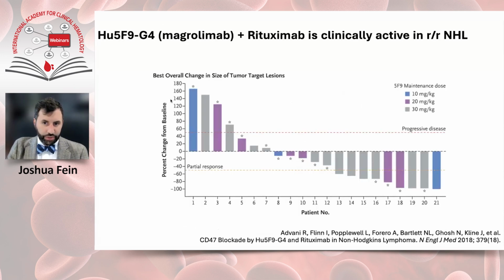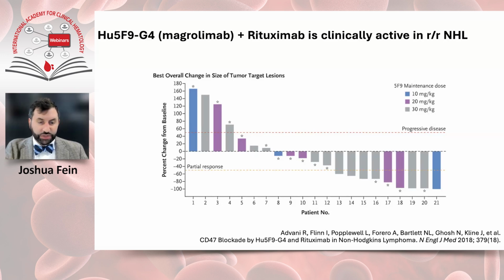So the next trial was a study in large B-cell lymphoma, or rather in non-Hodgkin's lymphoma, many of whom were large B-cell lymphoma patients. This was in combination with rituximab, which was felt to amplify the effect. You would get phagocytosis, and then on top of that, the CD20 opsonization from rituximab would lead to an increase in an antibody-dependent mechanism for clearance of the lymphoma cells. And this was published in the New England Journal. Advani is the first author back in 2018.